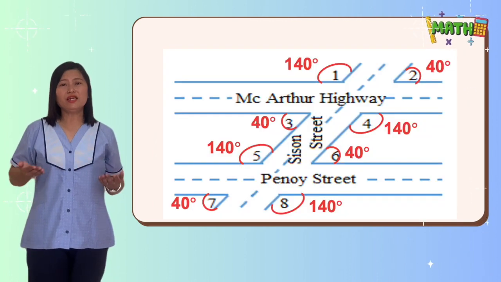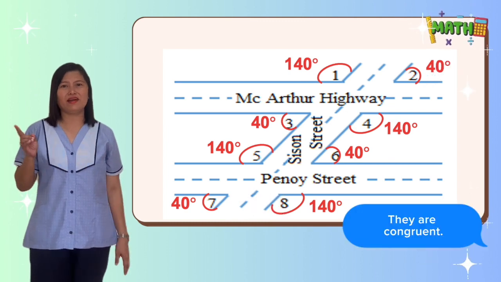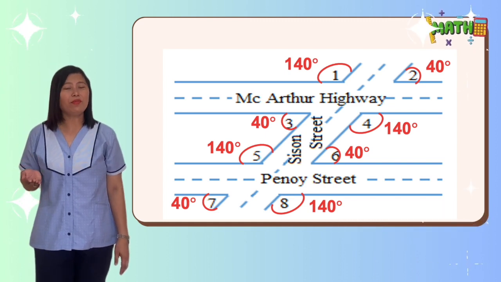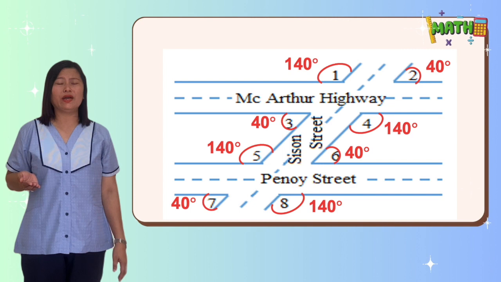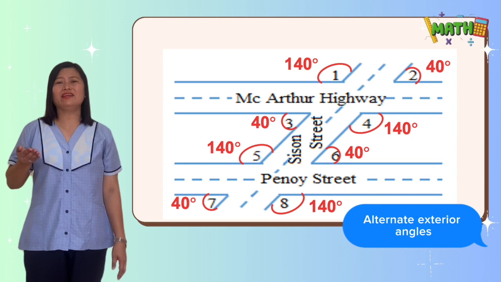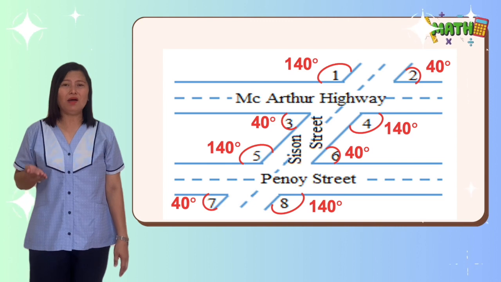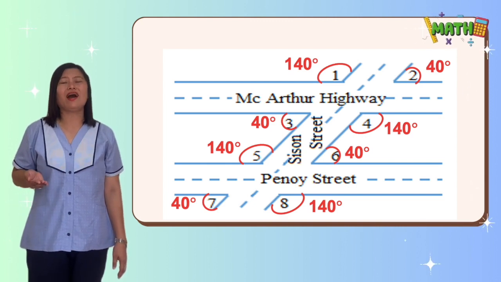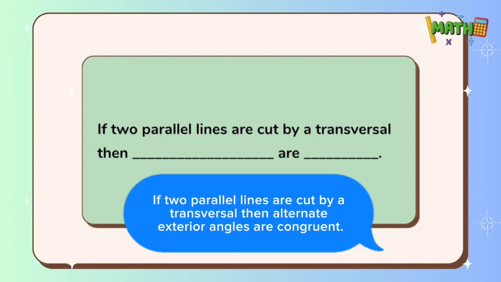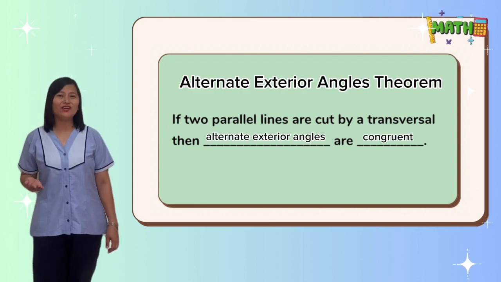What about the relationship between angle 2 and angle 7? Correct. The two angles are also congruent. And what pair of angles are angle 2 and angle 7? Yes, they are alternate exterior angles. What then can you conclude about alternate exterior angles? Very good. That is the alternate exterior angles theorem, children.